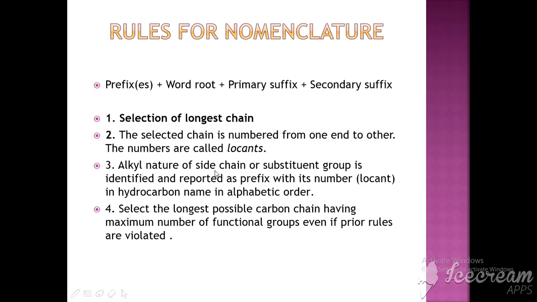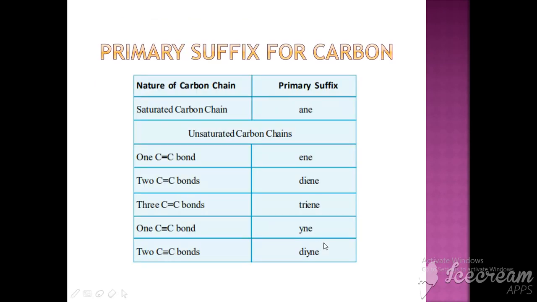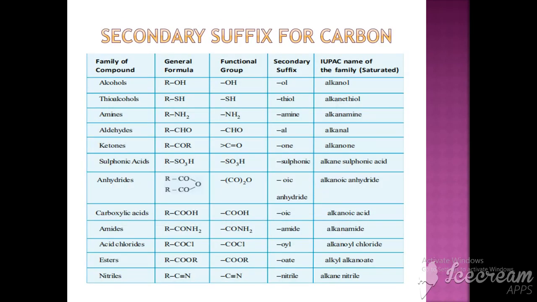Now the fourth rule is to select the longest possible carbon chain having the maximum number of functional groups, even if the prior rule is violated. Functional groups we will see in our next lecture.